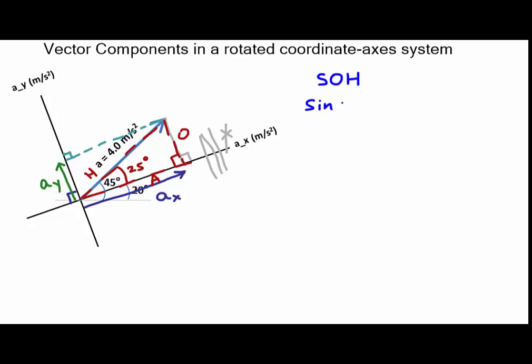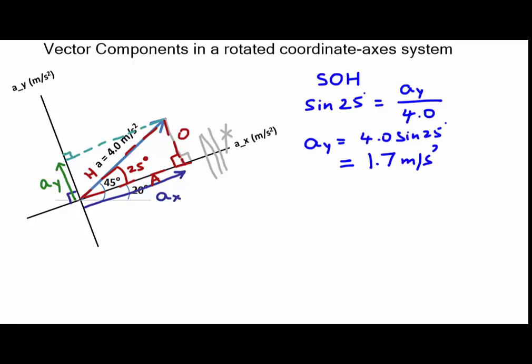So I get sine of 25 degrees equals the opposite, which in this case is just AY, divided by the hypotenuse, which is 4.0 meters per second squared. And as usual, I multiply both sides by 4.0 to get AY equals 4.0 times sine of 25 degrees, which your calculator will tell you is 1.7 meters per second squared.